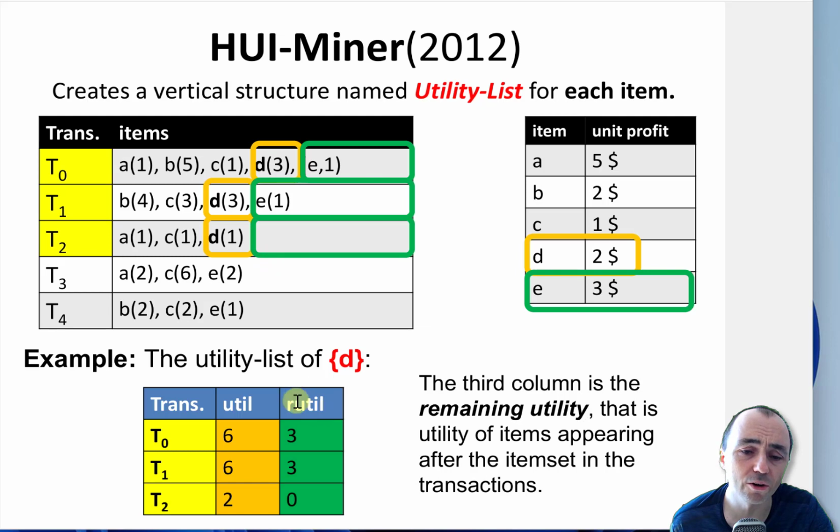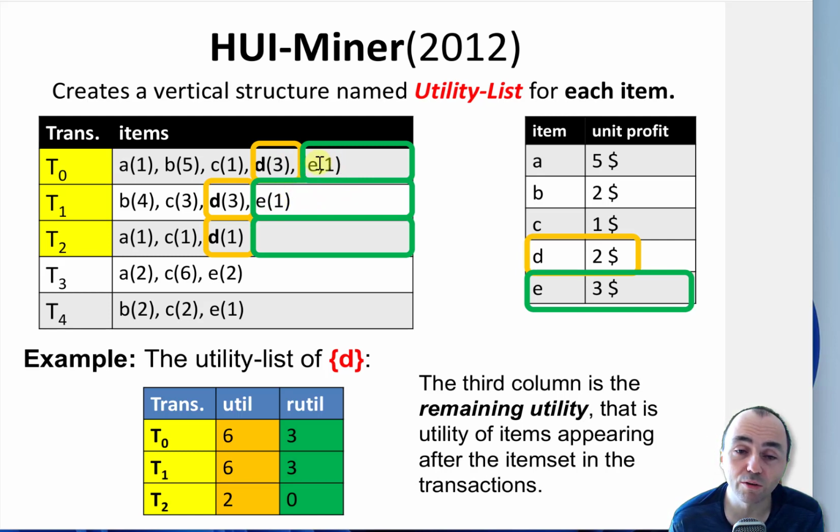And another column here is the remaining utility. That means, how do we calculate this? If you look at the transactions that contain D, it will be the utility of all the items that appear after D. So here after D there's only E. There's some order here between the items, like A, B, C, D. So we look at everything that appears after D, and we find there is E.